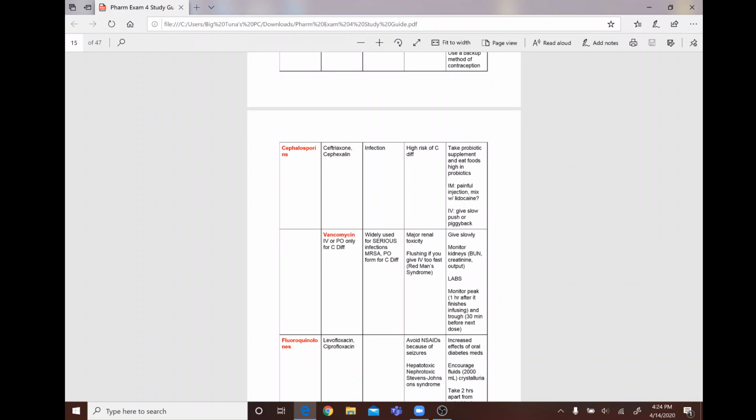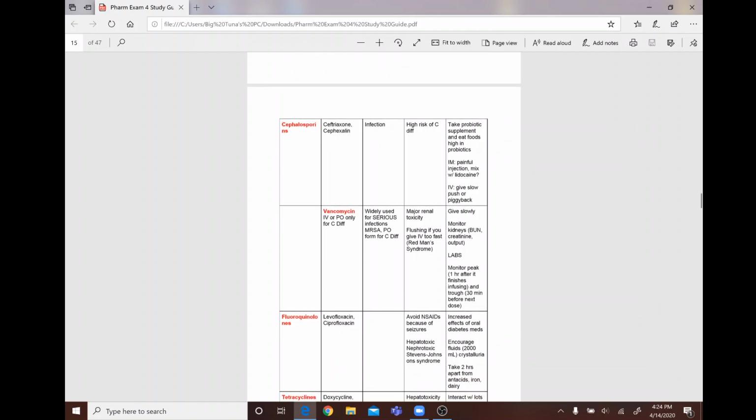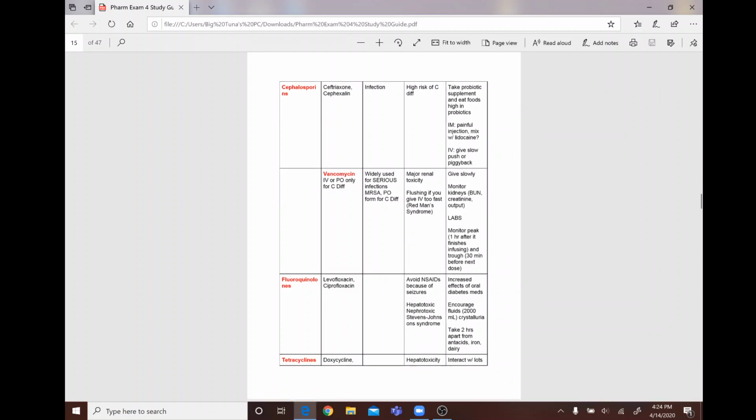Vancomycin, you give IV, or for C. diff, you take it orally. Vancomycin is used for serious infections like MRSA and then C. diff as well. With vancomycin, it can cause renal toxicity and flushing if you give it too fast. It's like red man syndrome. Vancomycin, you want to give it IV slowly, and you want to monitor the kidneys, like the BUN, creatinine, and output. You want to get the peak and trough levels, peak being 1 hour after, trough being 30 minutes before.